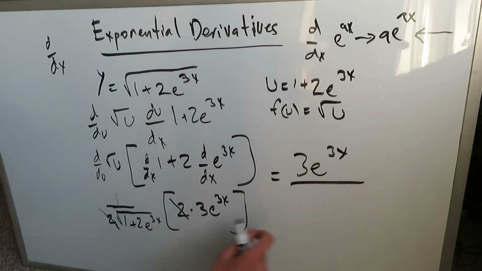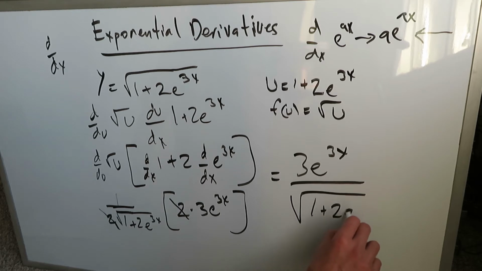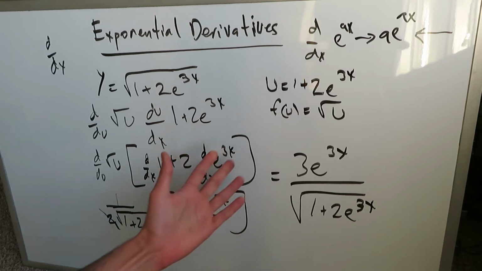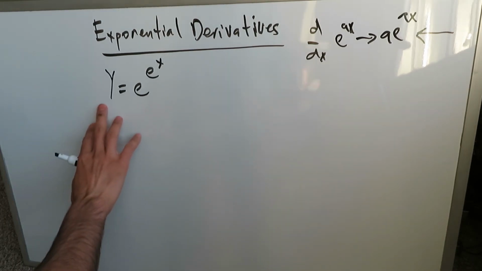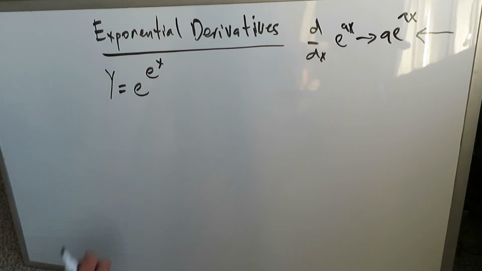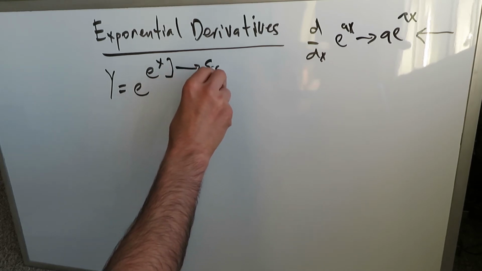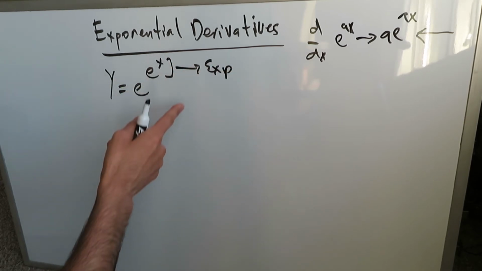This right here will be your derivative divided by the square root of 1 plus 2e to the 3x. And you would have a good, clear final answer and you would be done. Now let's look over here. We have a function f of x or y is equal to e to the power of e to the x. This whole aspect over here is your exponent. The exponent is the exponential function.